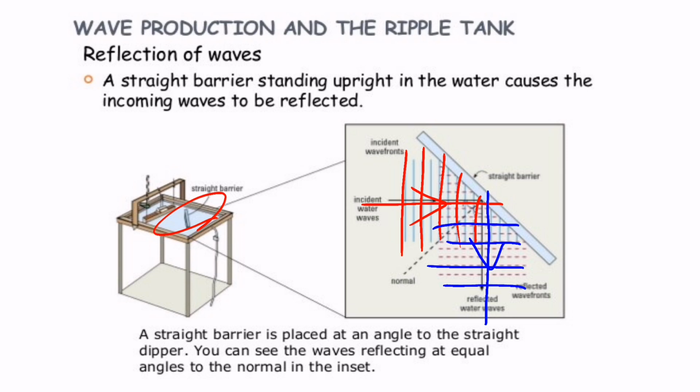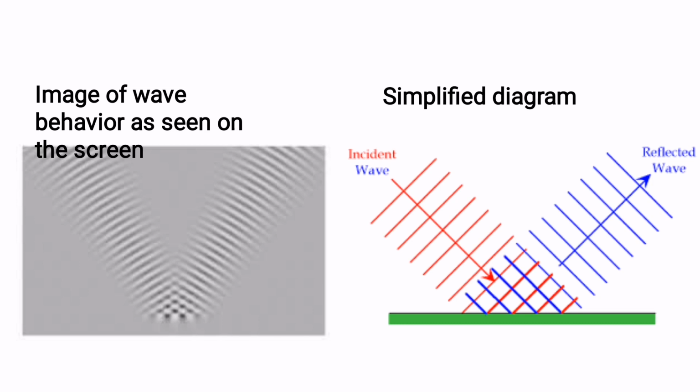So you should note that a straight barrier is going to cause the incoming waves to be reflected. It is placed at an angle to the straight waves that are coming. So we place the barrier at an angle. This is what you will see on the screen. So this is the diagram seen on the screen, images of waves as seen on the screen.